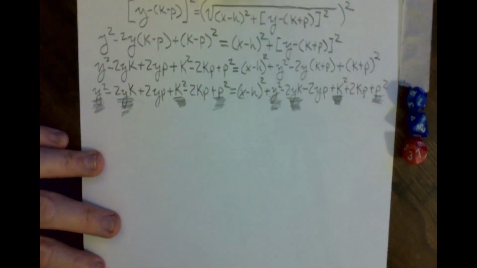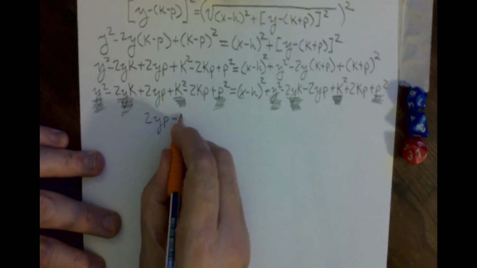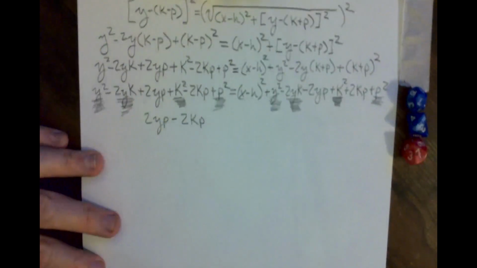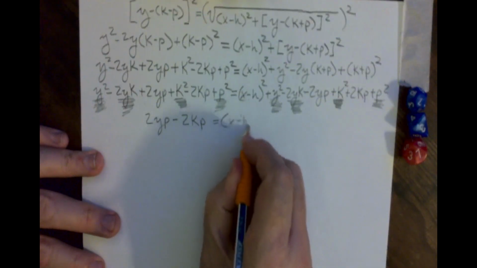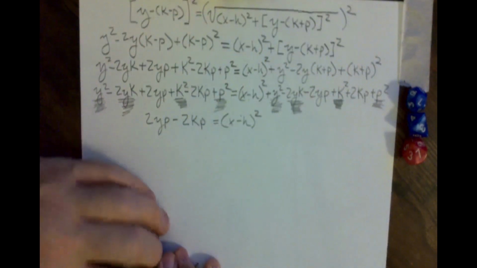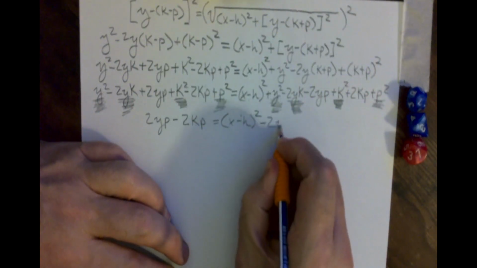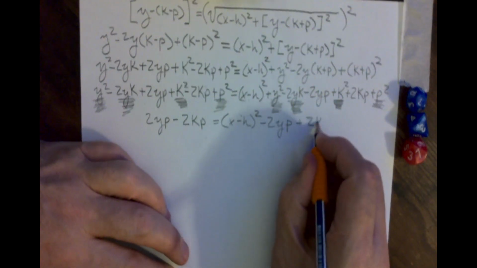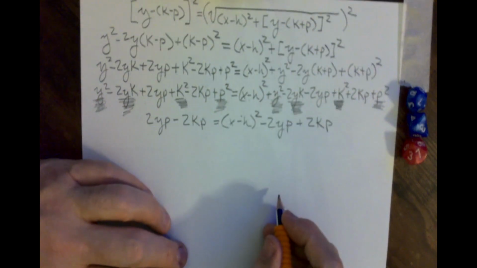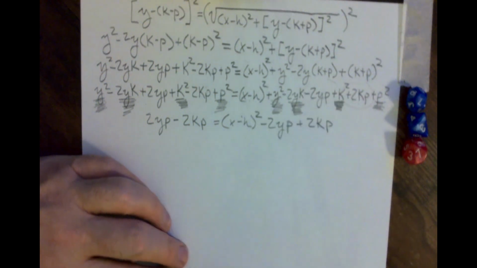So we have a 2yp minus 2kp equal to x minus h squared minus 2yp plus 2kp. That's all that's left. This right here and this right here.